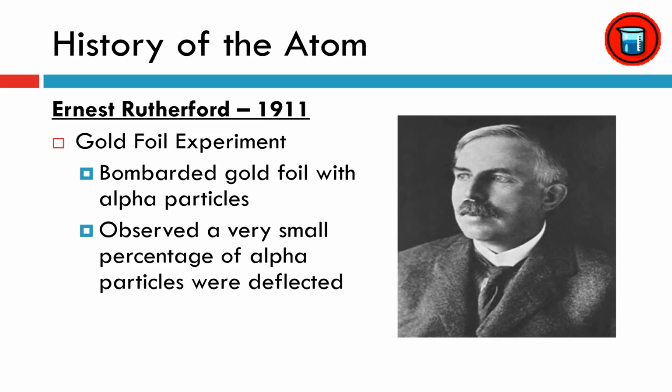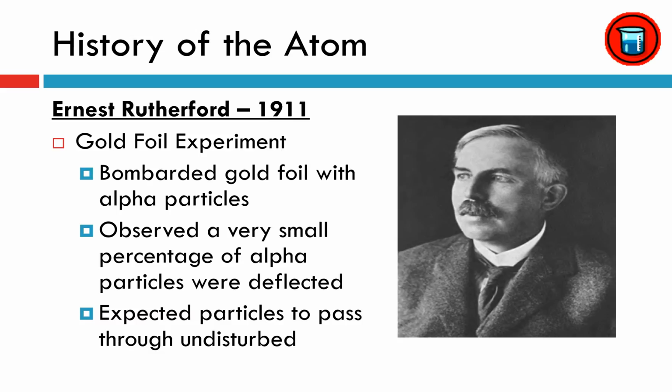The overwhelming majority of them passed right through the gold foil as though it wasn't even there. This was unexpected. Ernest Rutherford, based on Thomson's model of the atom, the plum pudding model, expected all the particles to pass through undisturbed. Instead, he saw that some of them were scattered at wild angles.